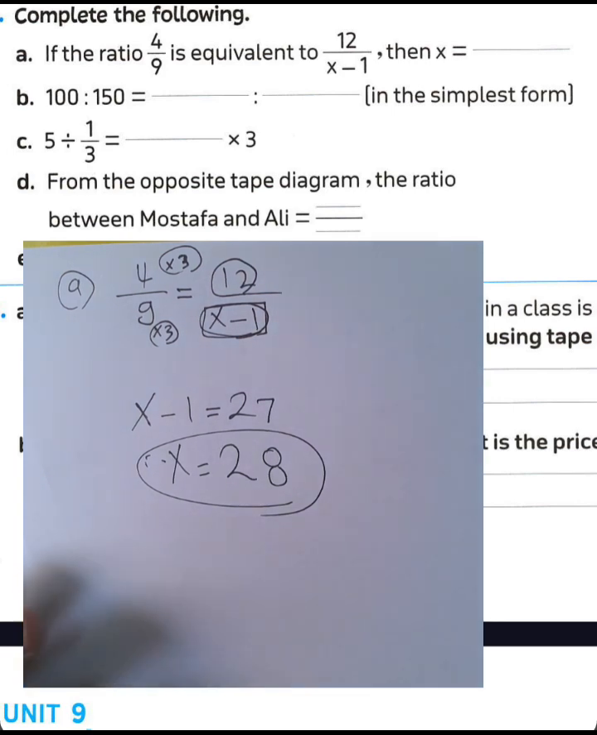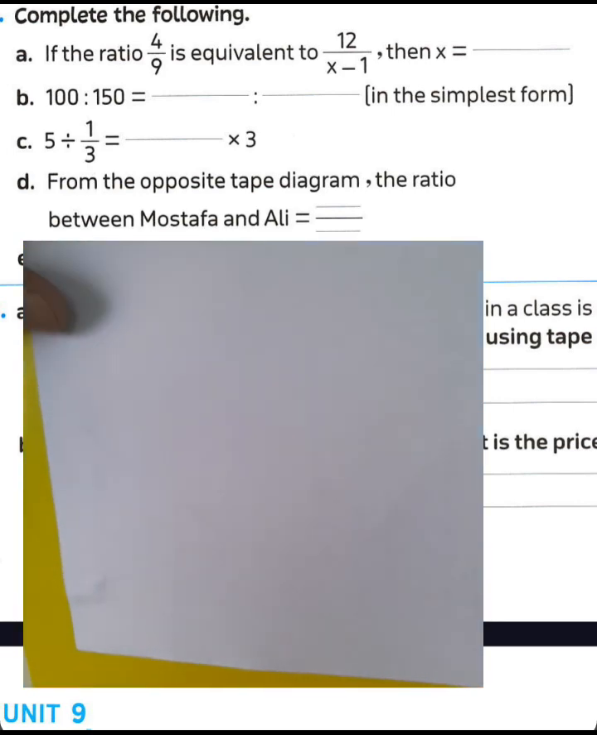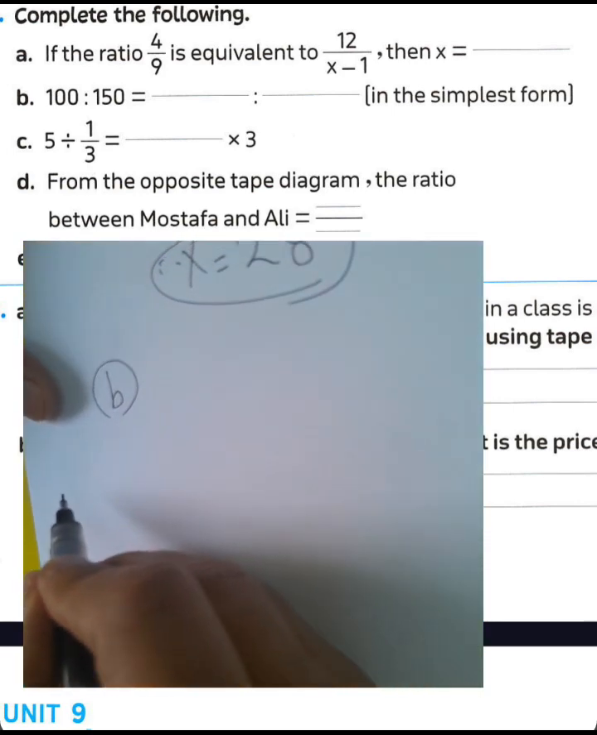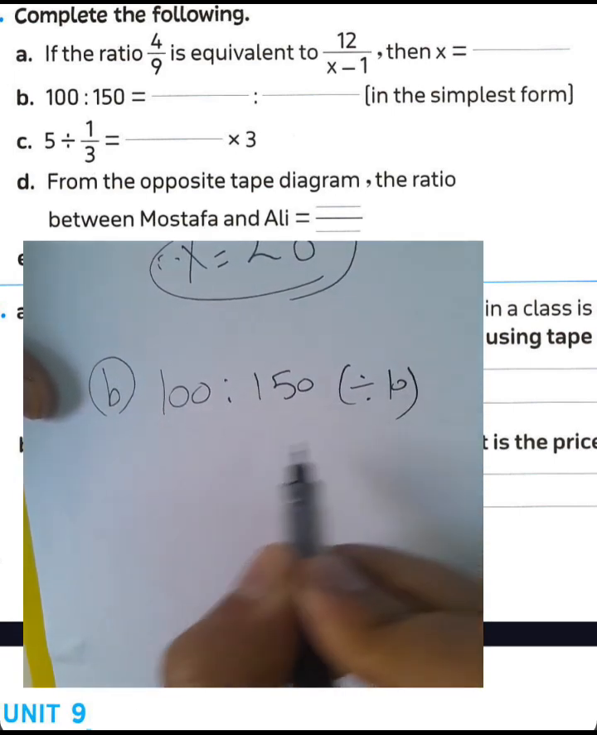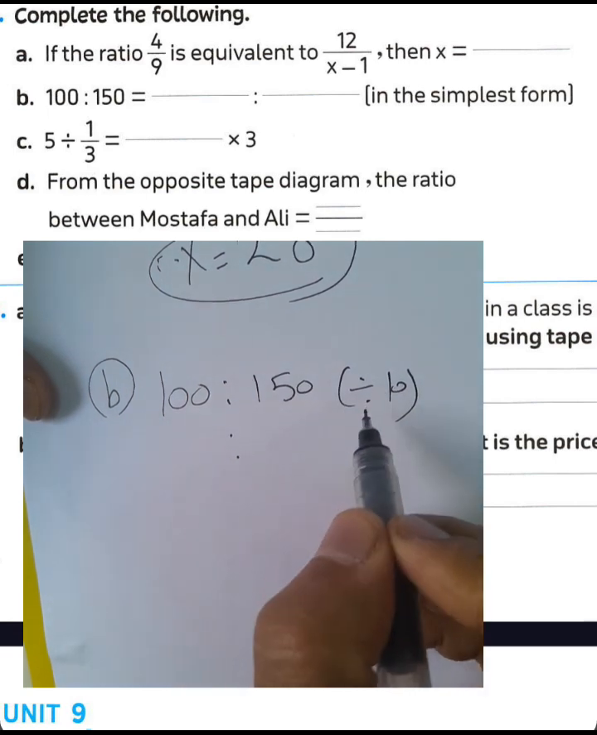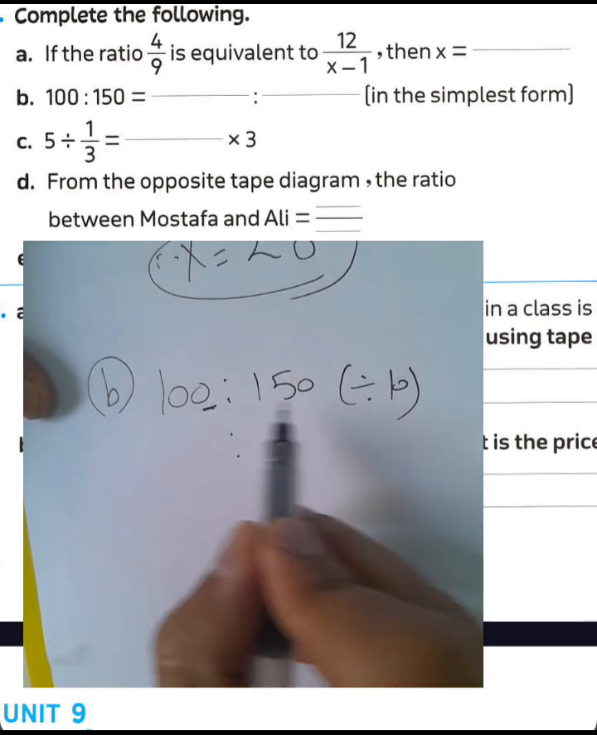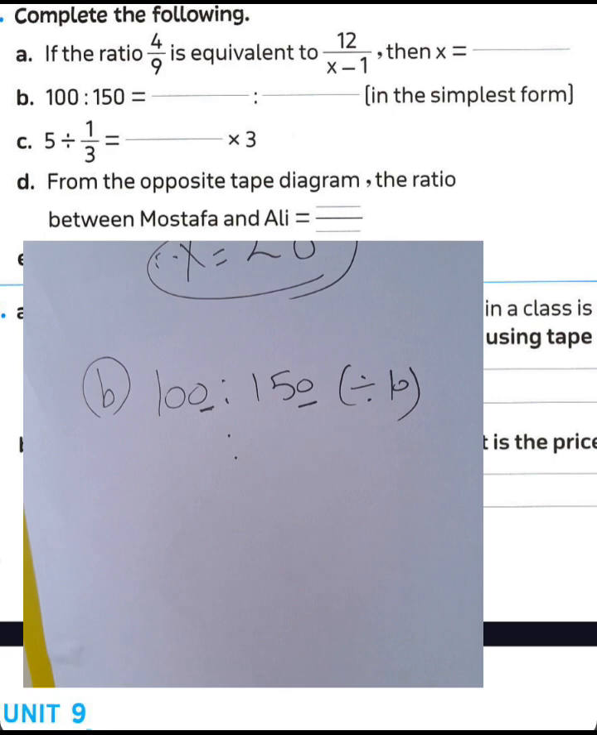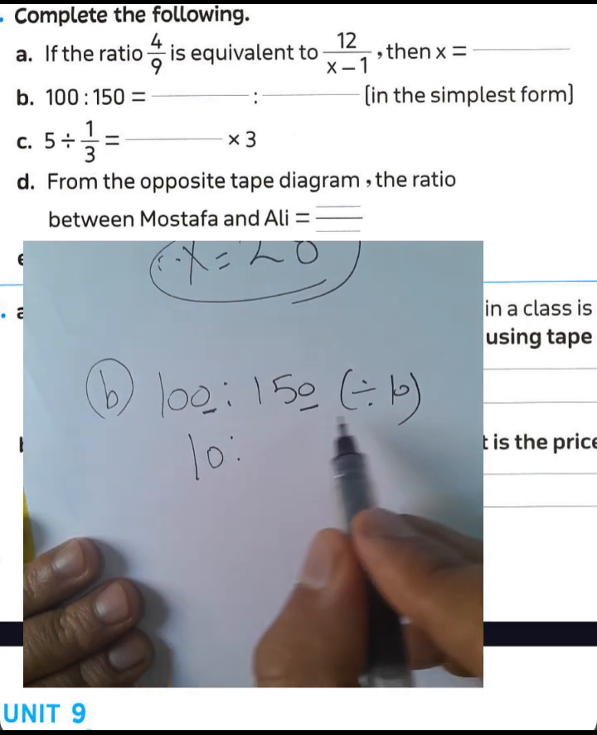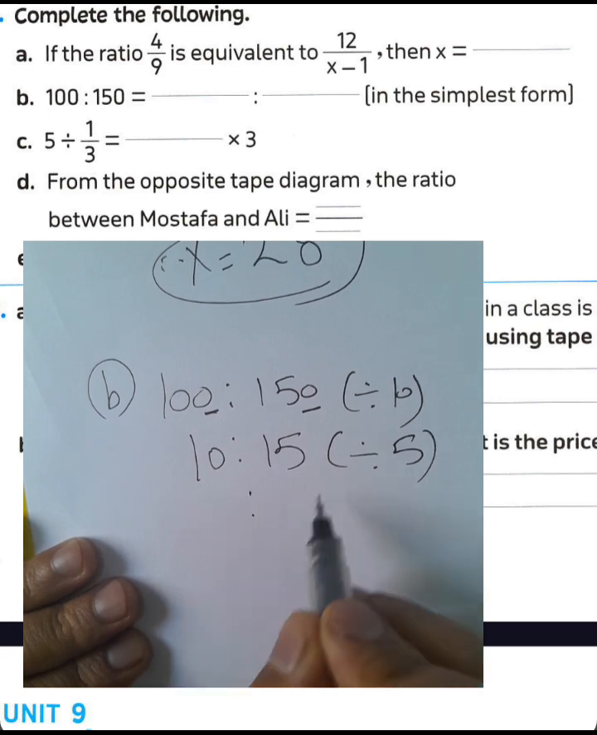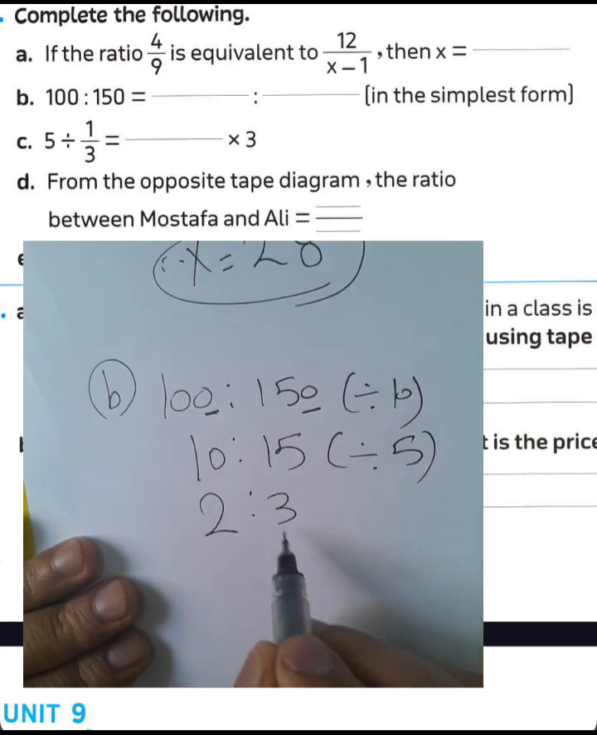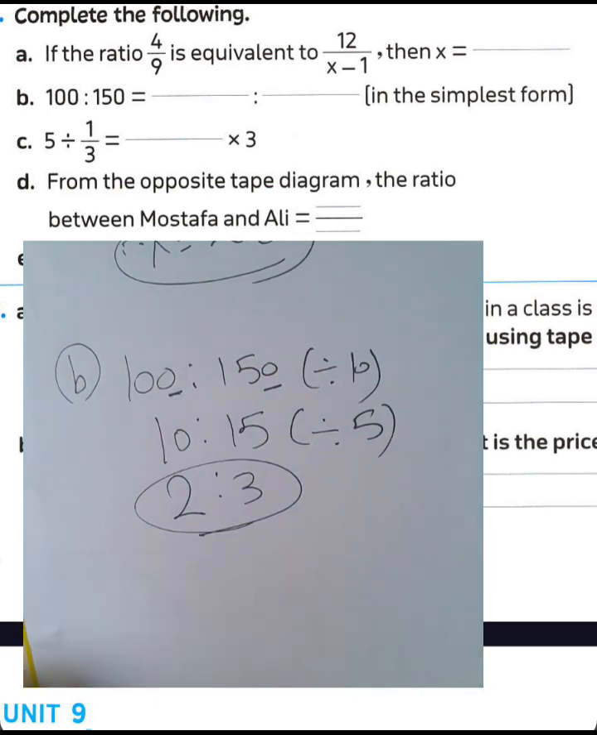Question letter B, 100 to 150 in the simplest form. We have 100 to 150. We must divide it by 10. Any number can be divided by 10 if the units digit is 0. 100 divided by 10 equals 10. 150 divided by 10 will be 15. And then we can divide it by 5. 10 divided by 5 equals 2, and 15 divided by 5 equals 3. Then the ratio here will be 2 to 3.